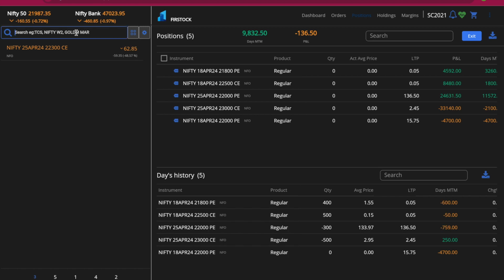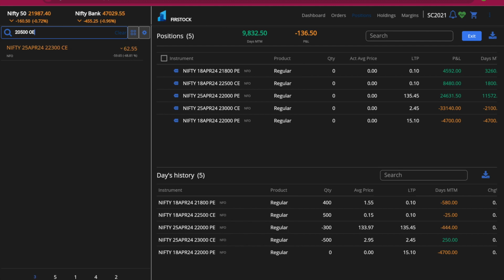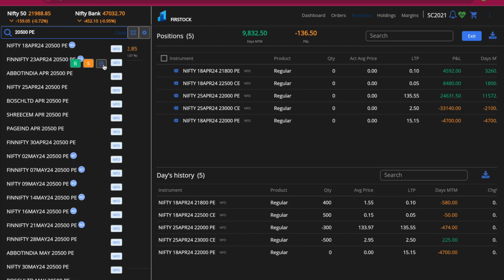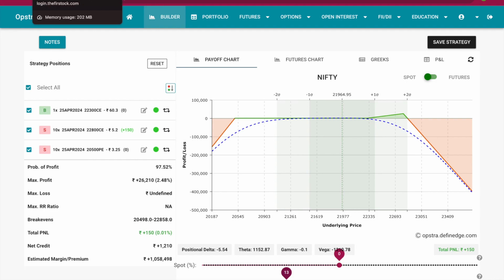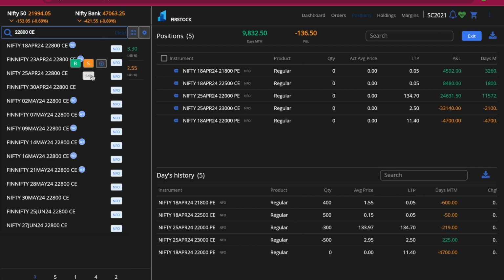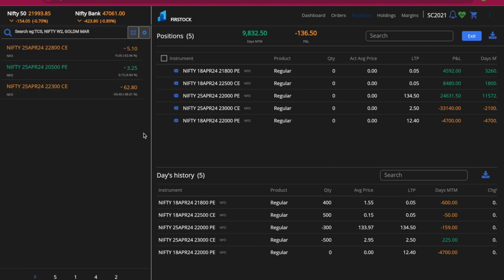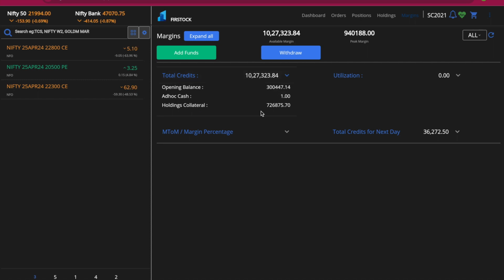Okay, the PE of 20,500 is the PE. 20,500 is here. We clear this off. This is the CE of 22,800. So here we go, 22,800 CE. So here is the CE. The margins are 10 lakhs. You see the split. Holdings collateral is 7.2.